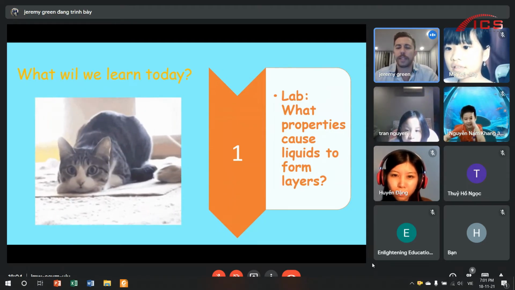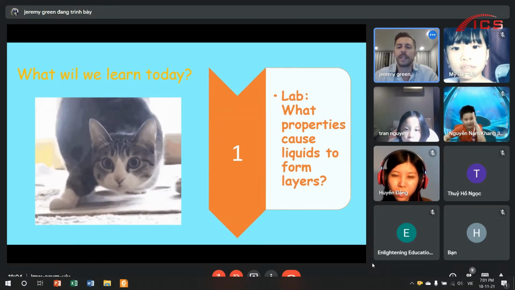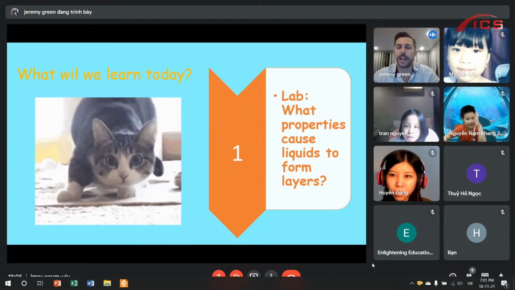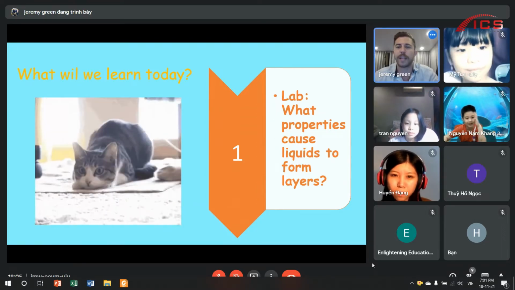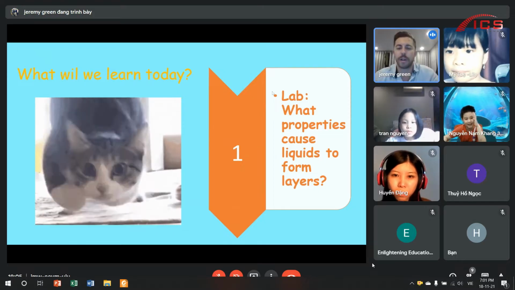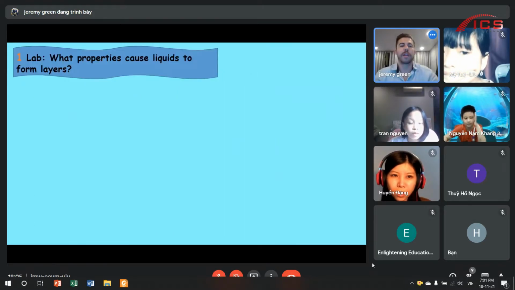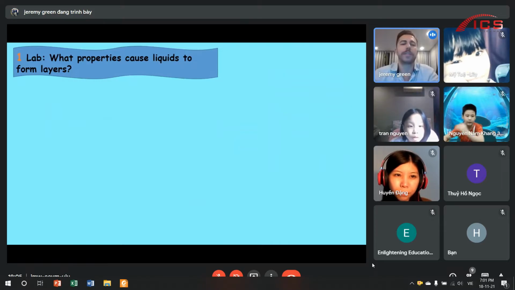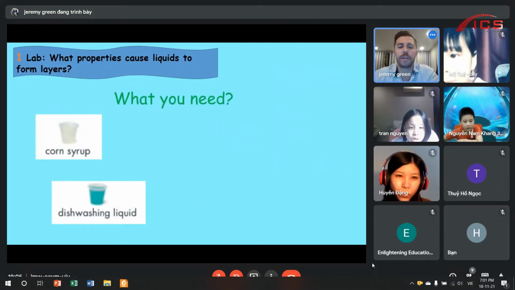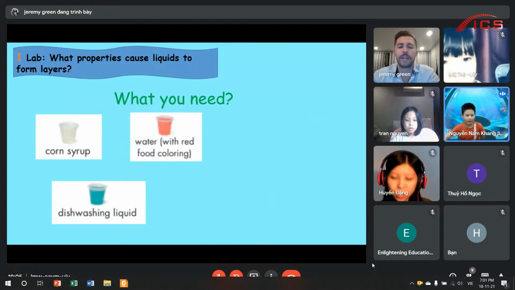What properties cause liquids to form layers? Okay, what properties cause liquids to form layers? Who knows? We will go to the next part. What properties cause liquids to form layers? What do you need? Corn syrup, dishwashing liquid, I don't have that.